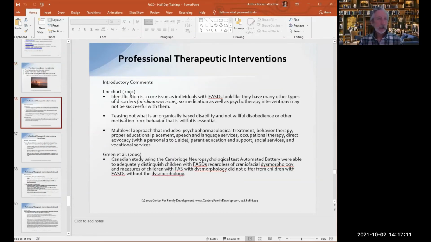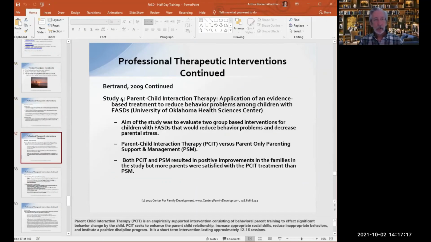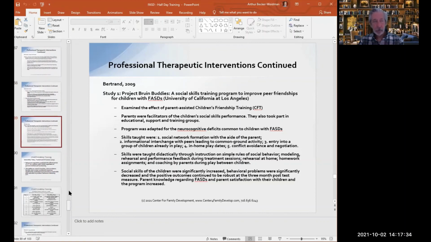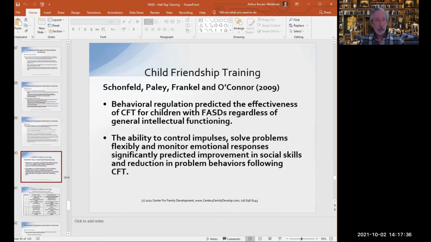And then these are some programs that are evidence-based. I'm not going to go through them in detail. If any one of them jump out at you, I've got the citations here, so it's pretty easy to look them up. But these are all good programs, evidence-based, some easier to learn than others for those of you who wanted to use them.